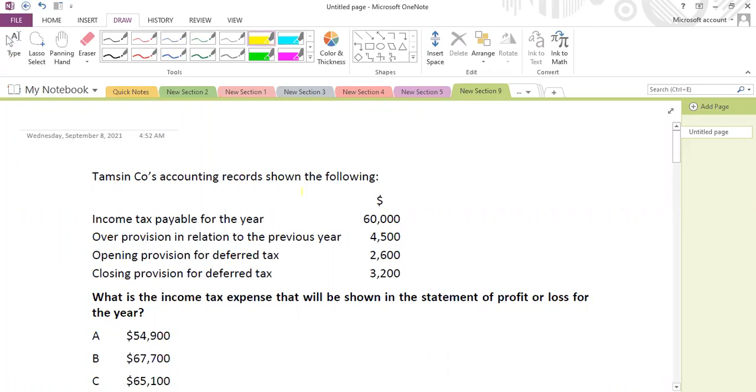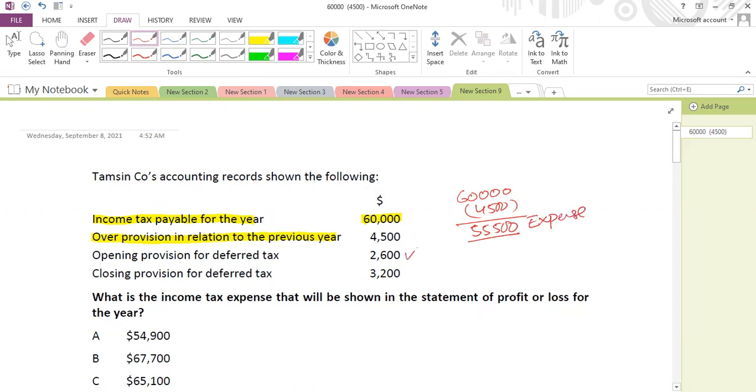The accounting records show the following. Income tax payable for the year. This is the tax estimate. Over provision in relation to previous year. So it means from 60,000 deduct the over provision, so this is 55,500 expense against income tax.